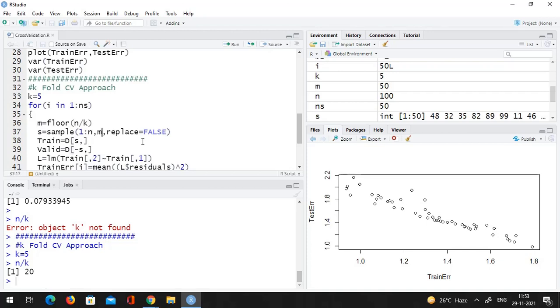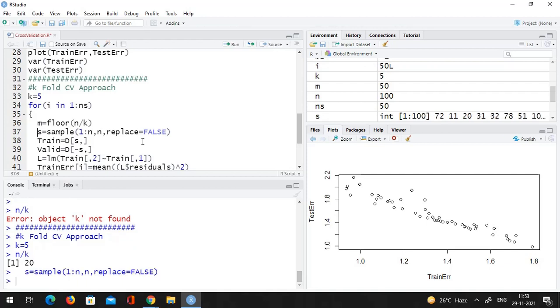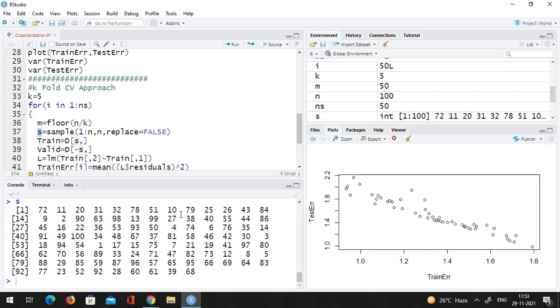Okay, so now I'll do sample 1 to n with replace equal to false. So you can see here the arrangement is different. Now when I pick observation number 1 to 20, I will get 72, 11, 20, 31. Now I have to do this business of picking train and test k times, right?